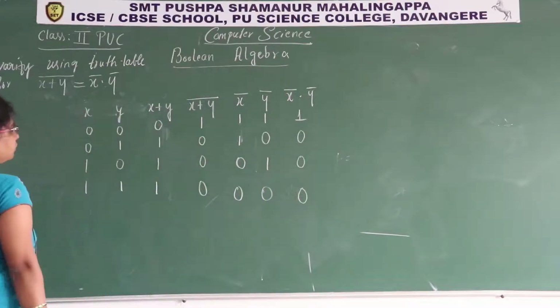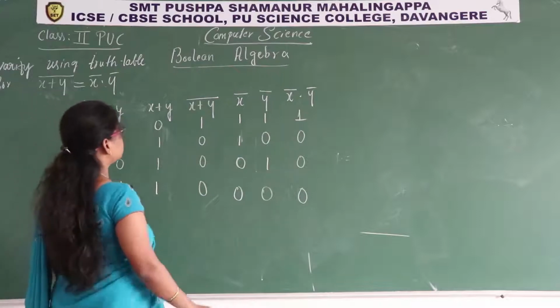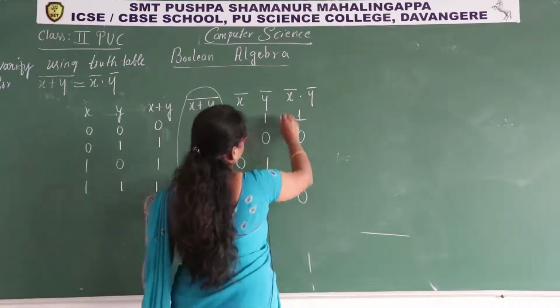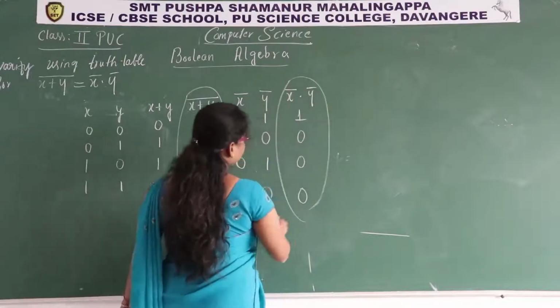So we can observe these two columns here, x plus y whole bar and x bar dot y bar.